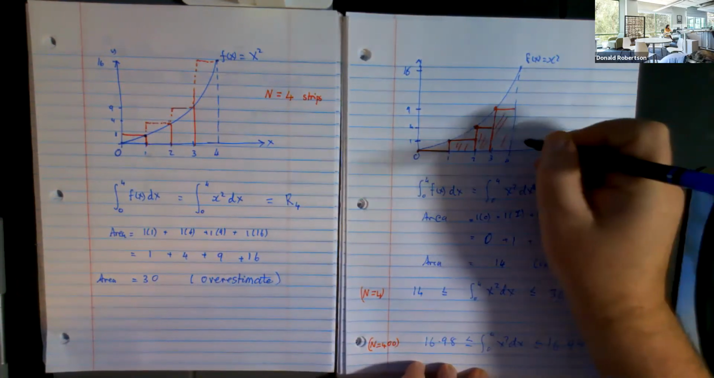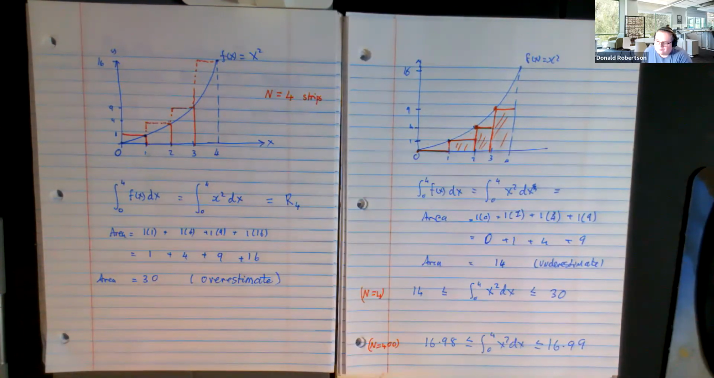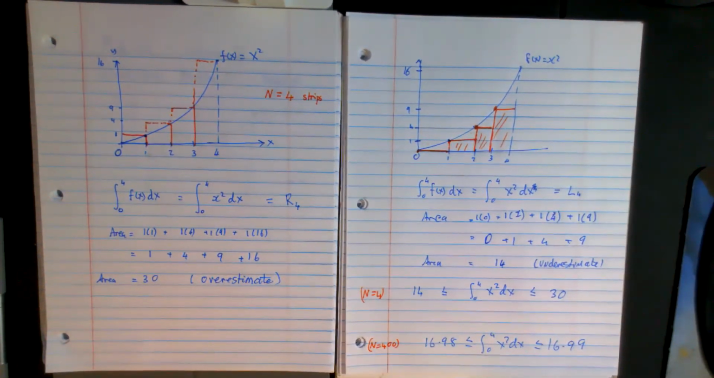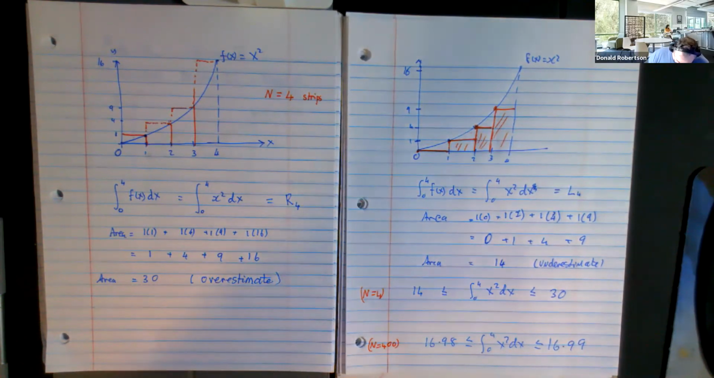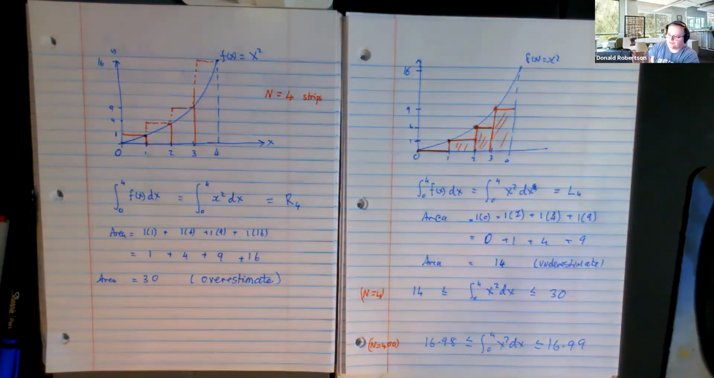What do you think this thing's going to be called? L4. Yeah. So if you have a curve and you do 5 strips, so you break it into 5 equally width strips, and for each strip, you always choose the right-hand side to get the height of your rectangle, then you're doing an R5. If you do the left-hand side, you're going to do an L5. Are we comfortable with that notation, left and right? L5, R5.